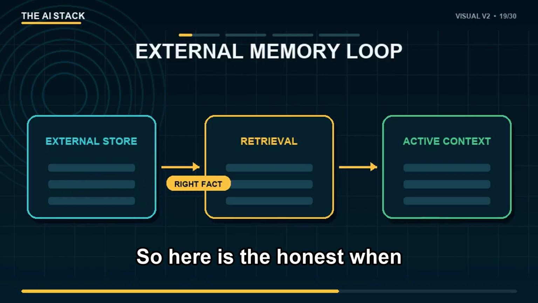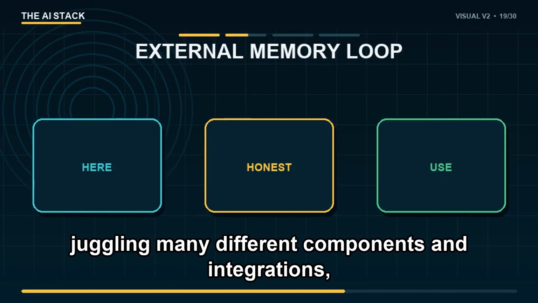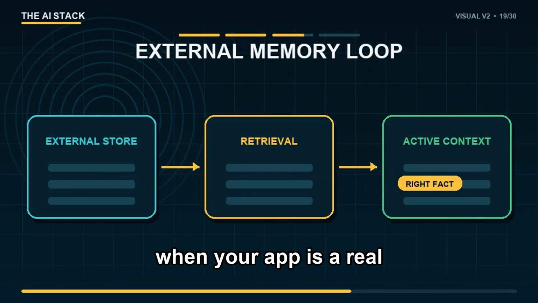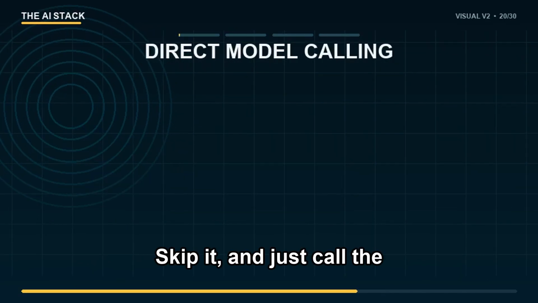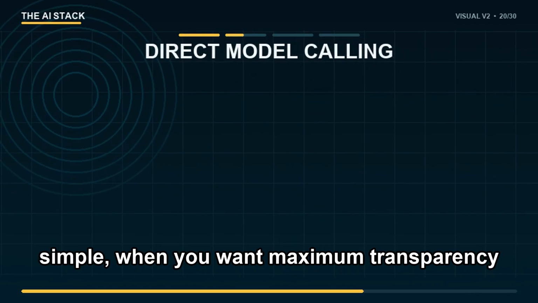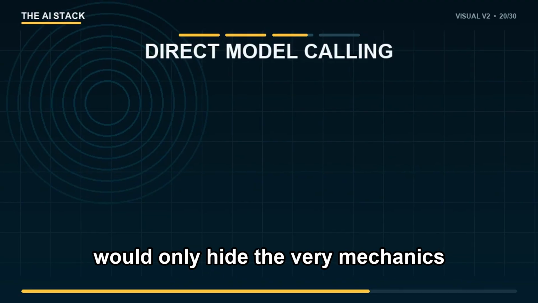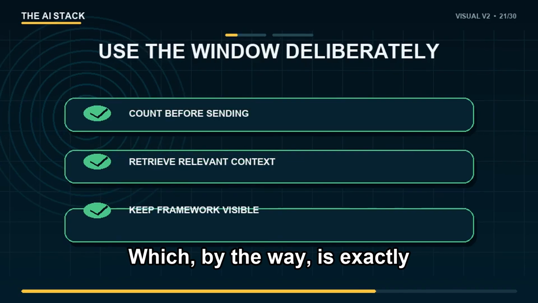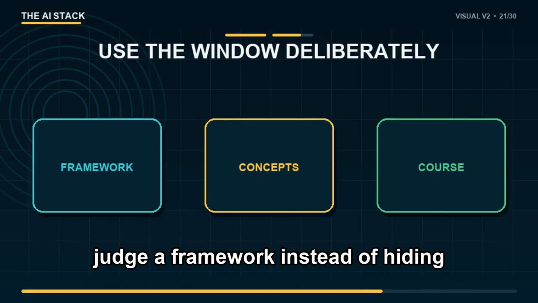So here is the honest, when to use it. Reach for LangChain when you are juggling many different components and integrations, when you want to swap models or vector stores without rewriting, or when your app is a real pipeline with several moving steps that you would otherwise wire by hand again and again. Skip it and just call the model directly when your task is simple, when you want maximum transparency and control, or when you are still learning and adding a framework would only hide the very mechanics you are trying to understand. Which, by the way, is exactly why this course taught you the raw concepts first, so you could judge a framework instead of hiding behind one.